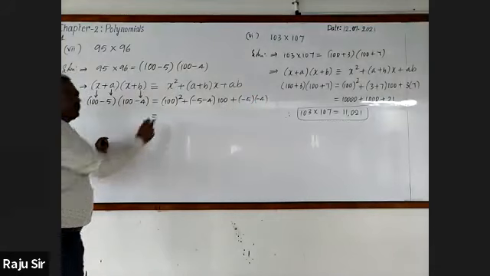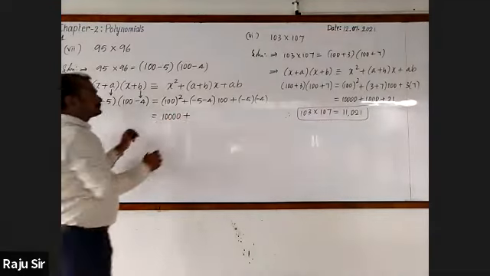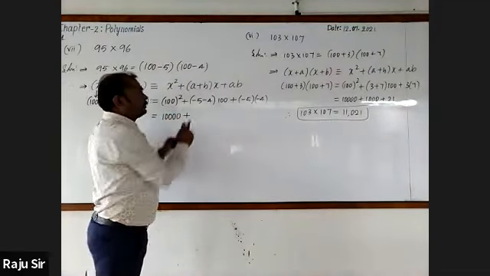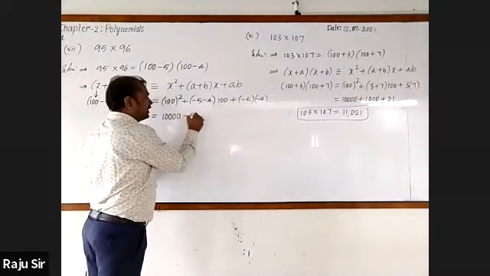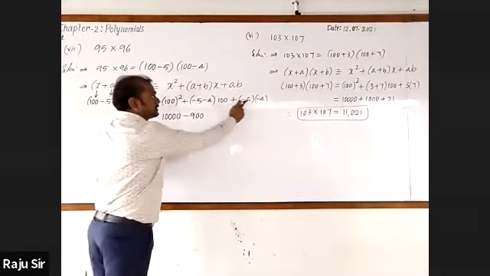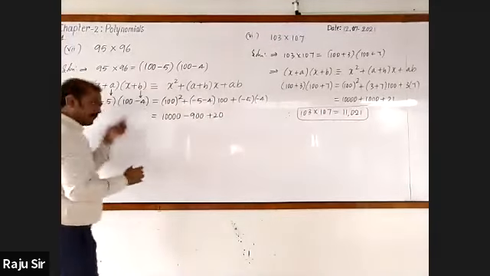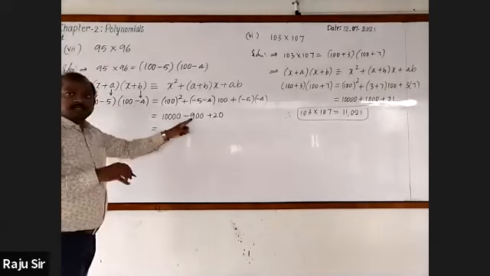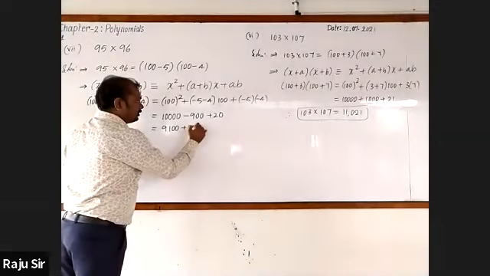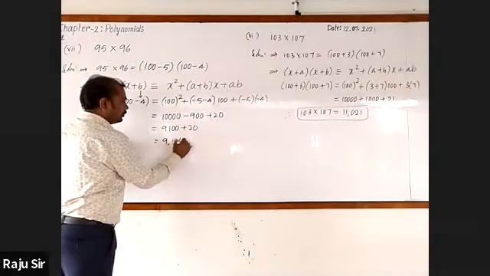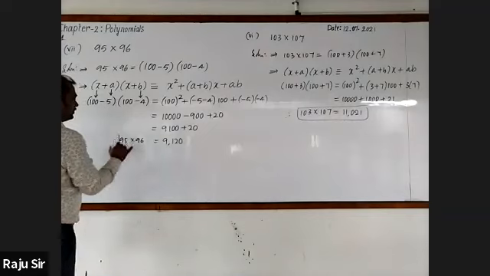This is equal, where 100 whole square is 10,000 plus. Here minus 5 minus 4 is minus 9. Minus 9 into 100 is minus 900. Next, here minus 5 into minus 4 is 20. Let me write plus 20. 10,000 minus 900 is 9,100 plus 20. It is 9,120. Have you got same? Yes, sir.